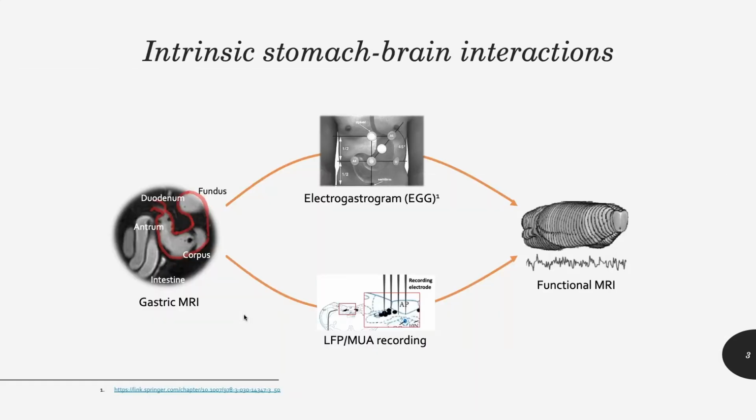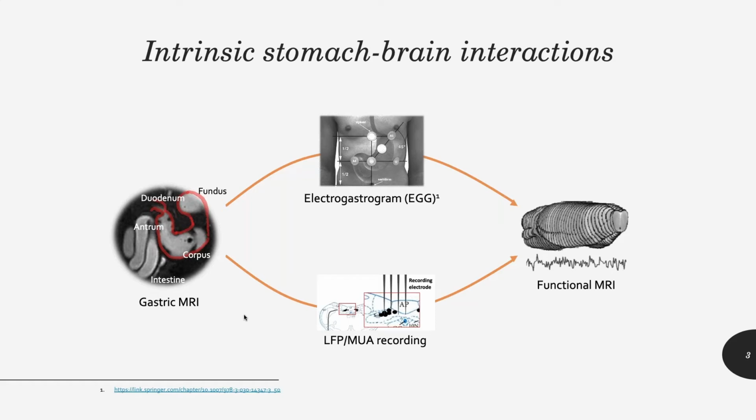We are also interested in the intrinsic stomach-brain interaction. So we have the stomach and the intestine, they are contracting and having their function continuously. And we also have functional MRI to assess the activity in the brain. So we can use electrophysiology recording to bridge these two signals. One bridging technique is the electrogastrogram.